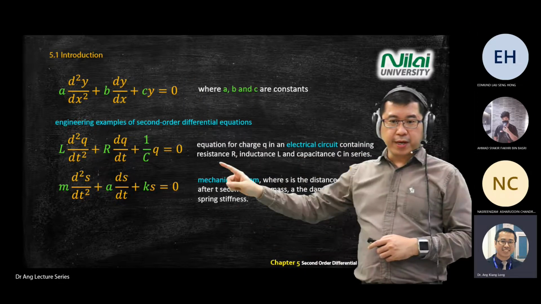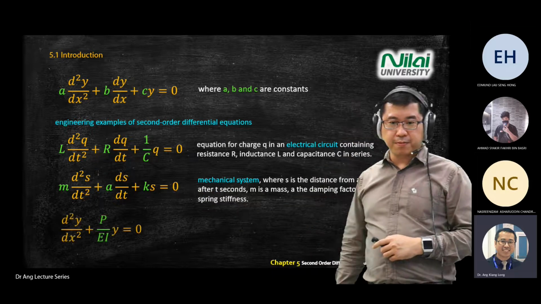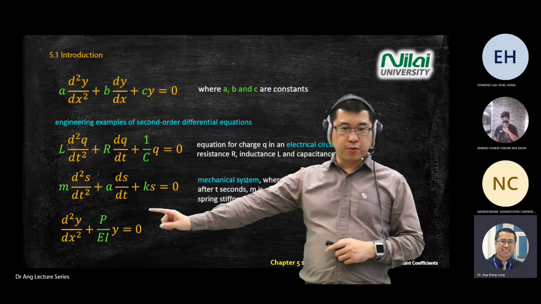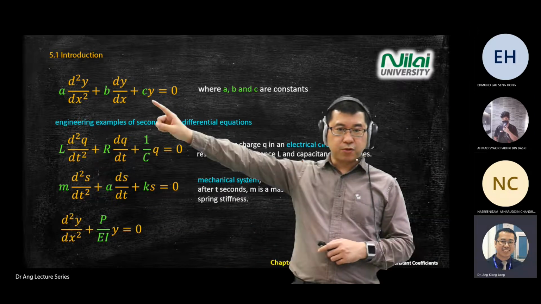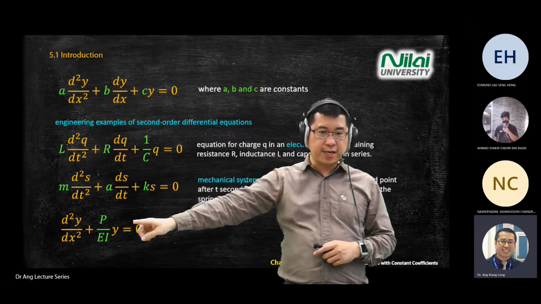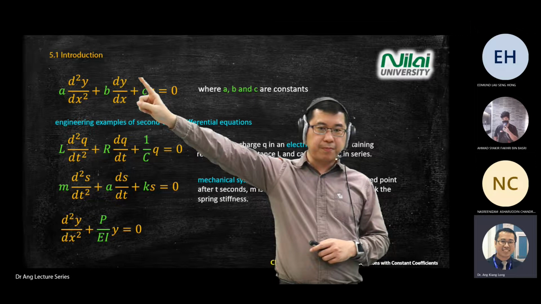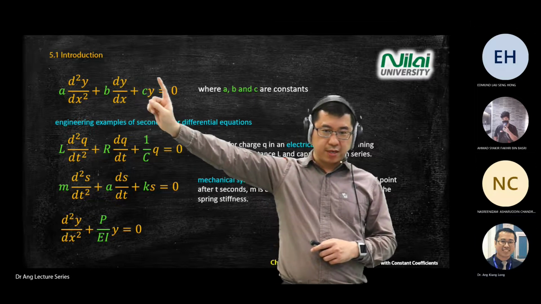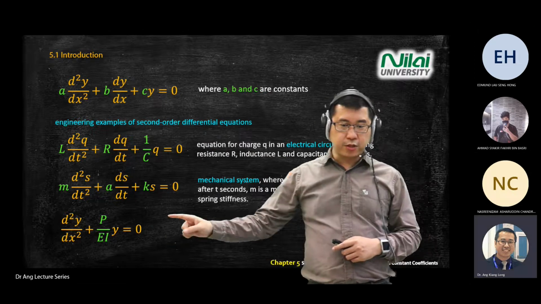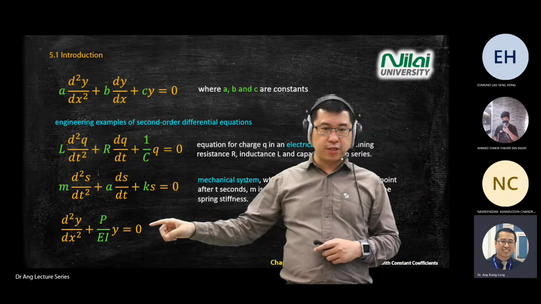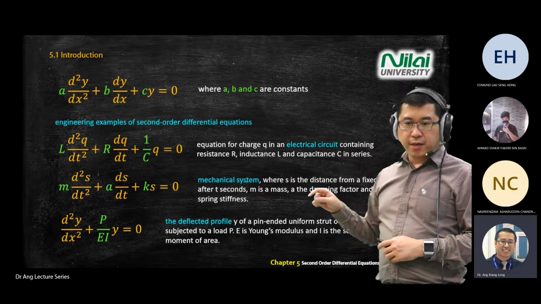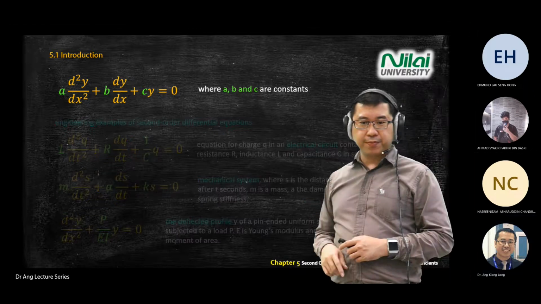This one is for a mechanical problem, especially for a spring system. And this one is also the same. You compare this equation and this equation. The first one also has d square y over dx square, but this one, you don't have the middle term. It is also considered a differential equation. As long as it equals 0, it's still under the homogeneous section.